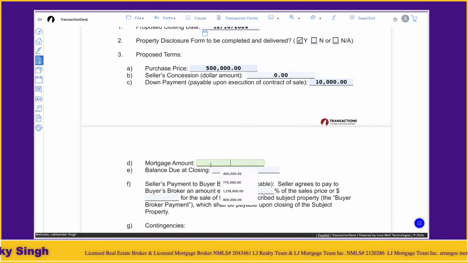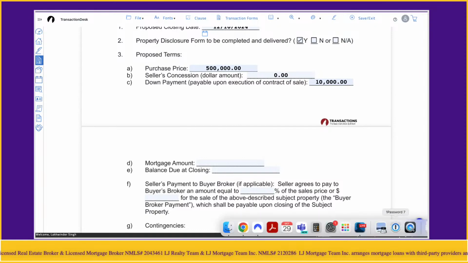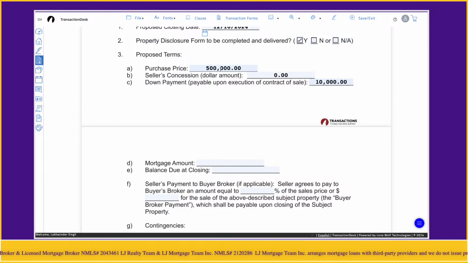So your client initially tells you, hey, I'm going to put down 10% down payment. If it's 10% down payment of $500,000, 10% of $500,000 is $50,000, right? If the $50,000 is coming from his pocket, what is going to be the mortgage amount? So whatever is left, which is going to be $450,000.